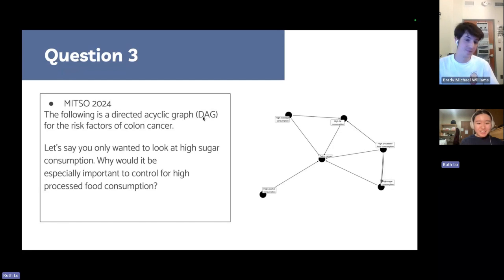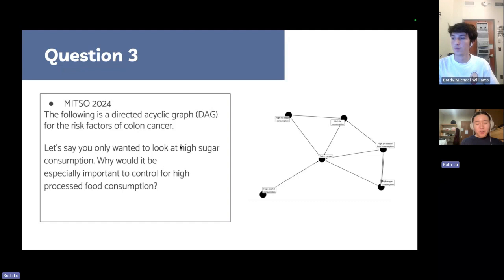So the following is this DAG, which I think is a new part of the rules. I didn't see it when I was competing. These are the risk factors for colon cancer. You can see these arrows point to high red meat consumption causes high fat consumption, which also causes colon cancer. And these are only dietary risks, as you can see.